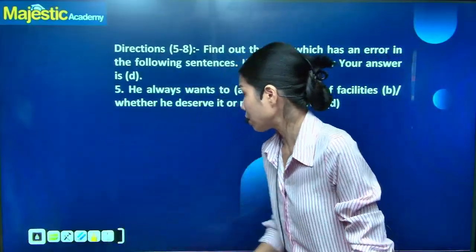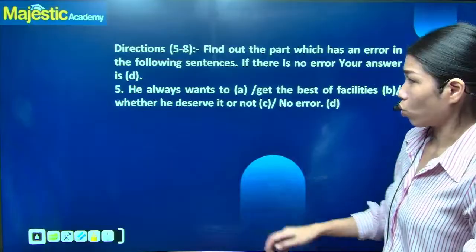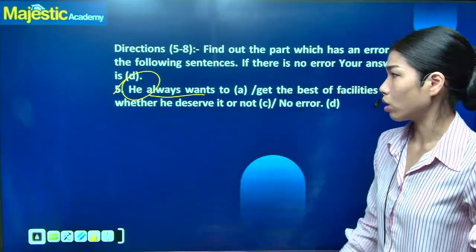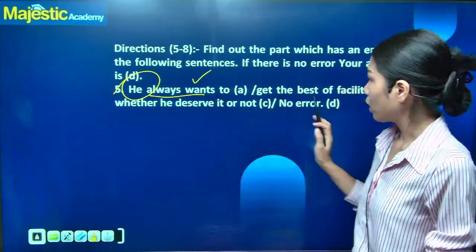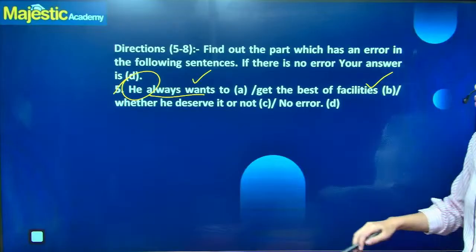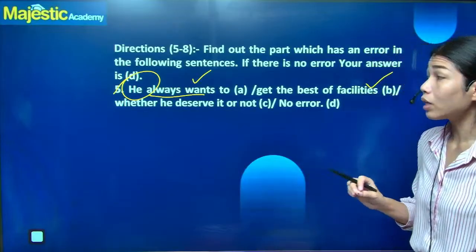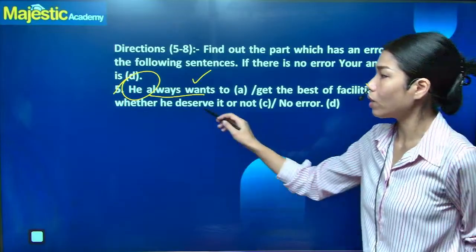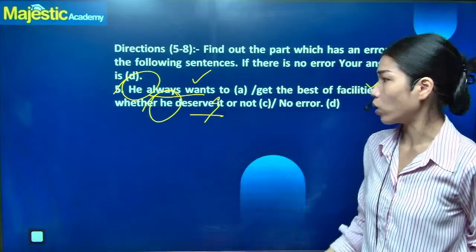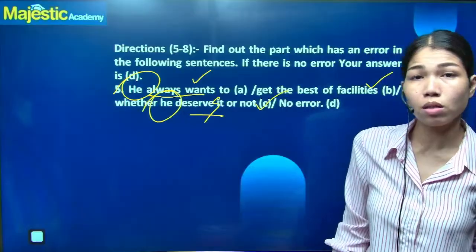So the sentence says he always wants to. Now the subject is singular, and again the verb is singular. So this part is perfectly fine. The next part says get the best of facilities. This part is also good. Whether he deserve it or not. So when the subject is singular, we need the verb singular as well. So the answer is option C for question number 5.